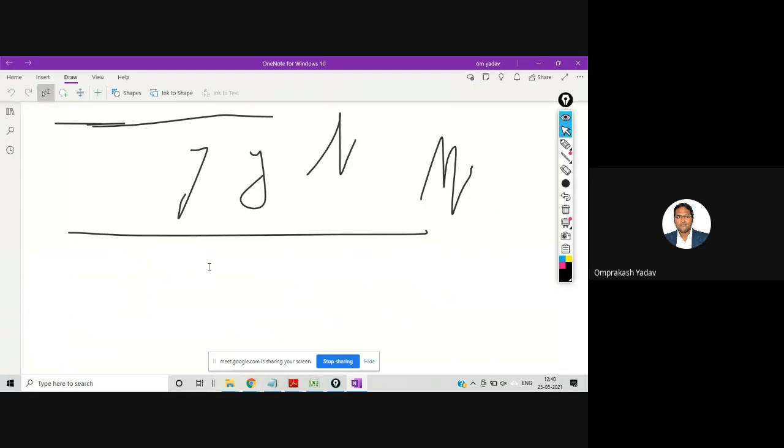Vishal has given answer 0, Trupti 1, Chirag 1. So these three, very good. Let's see. So Vishal, just check, all are getting one. Very good, very good.